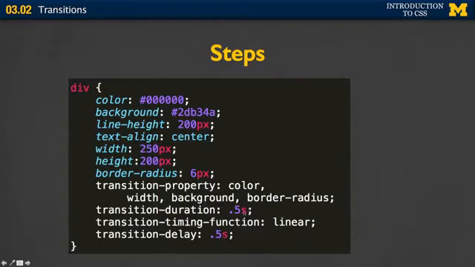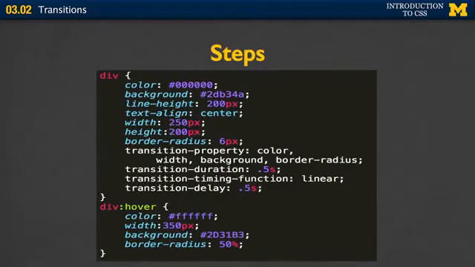You can say I want it to take half a second. I want it to all be pretty much the same change, and I want you to wait a half a second before you start that transition. The last step, the one that had to do with the pseudo class, was adding the div hover and giving the new values that I want everything to be. So instead of being black, I want to switch it to white. Instead of the width being 250 pixels, I want it to be 350, different background color, and a much bigger border radius.